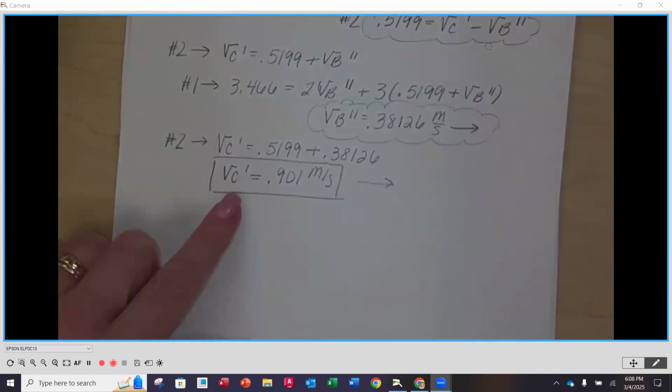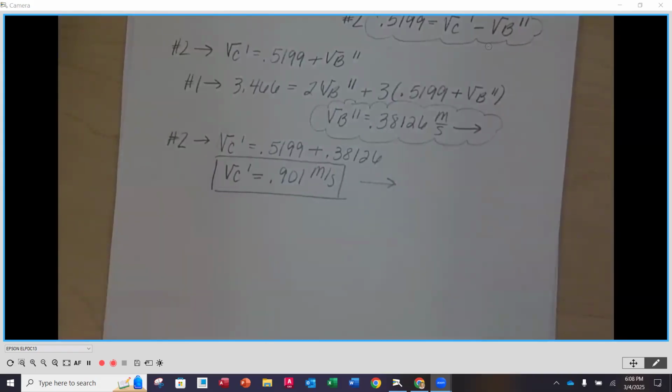Okay, I put a box around C because this is the final answer in part A that they wanted us to find. So that's why I didn't do a cloud around it. But I needed VB prime prime to get there. Any questions on part A? Okay, so then part B.